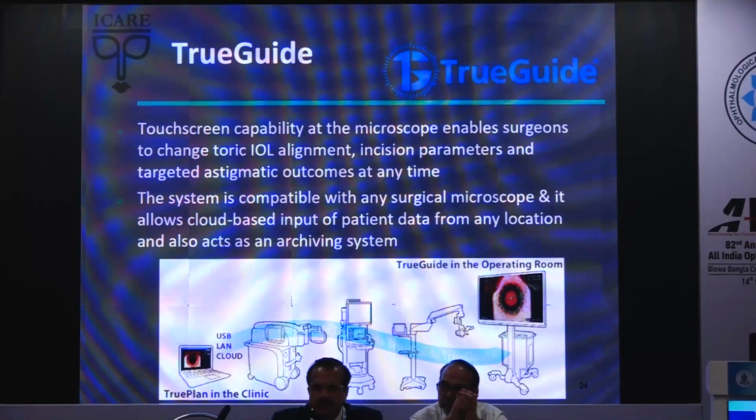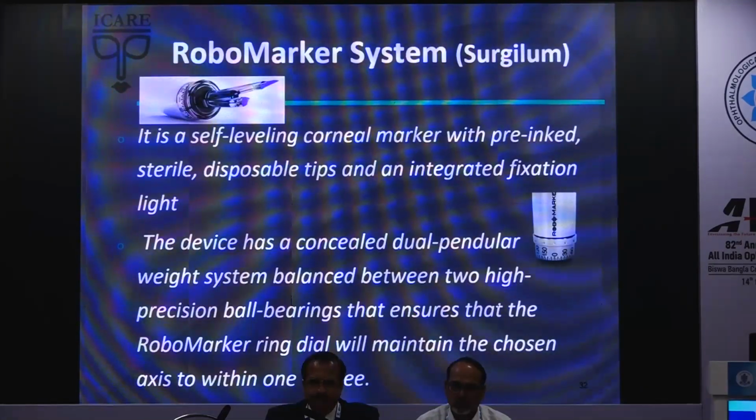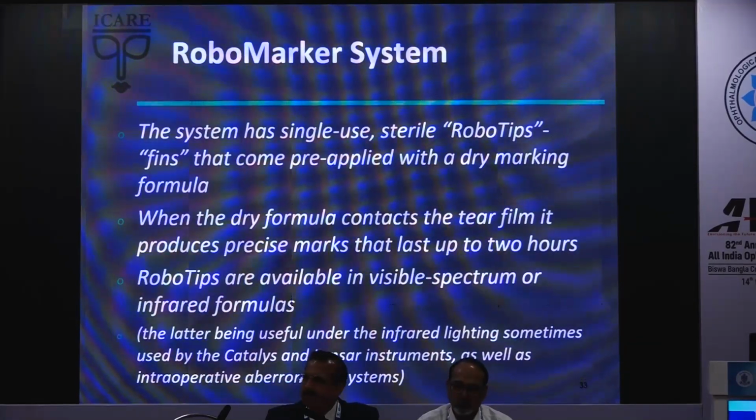And touchscreen capability at the microscope enables surgeons to change toric IOL alignment, incision parameters, and targeted astigmatism outcomes at any time. The system is compatible with any surgical microscope. So this is how it can be used. Other markers are also available, but I don't know where they are and how commonly they are used.